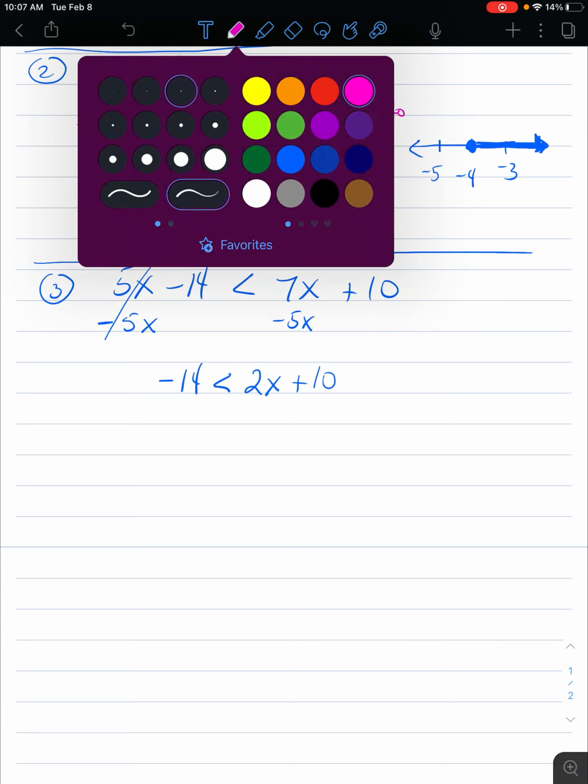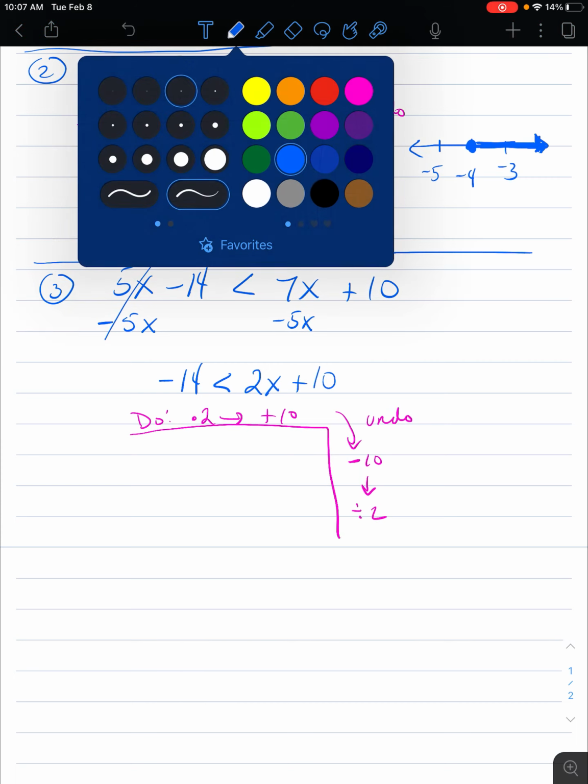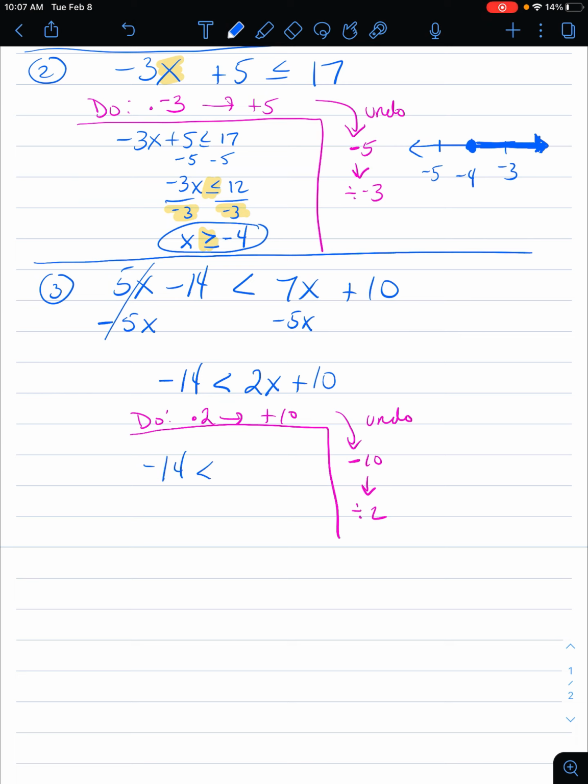Now I'm going to start my do and undo steps. So what was done to x first? Multiply by 2 and then add 10. And to undo those steps, we would subtract 10 and divide by 2. So let's go ahead and do and undo those steps. So we have -14 is less than 2x plus 10. I'm subtracting 10 first from both sides. -24 is less than 2x. I divide both sides by 2, and negative 12 is less than x.